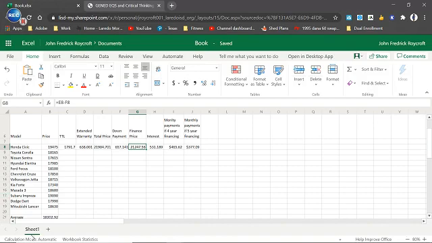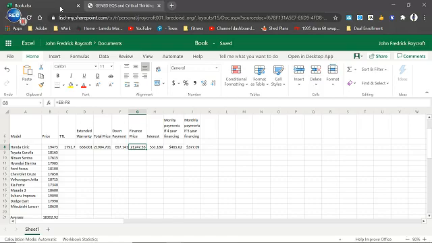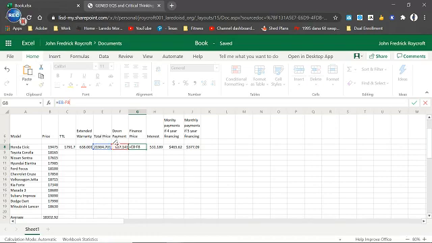Now, finance price. Finance price, after removing the down payment from the total price, the remainder of the vehicle cost will be financed, okay? So here, I have the total price of the car and then the down payment. The down payment, you're gonna come and give it to them cash or in a check. So you're gonna pay that part off. The rest of it is what the bank is gonna lend you to pay for your car, and then you're gonna pay the bank every month, okay?